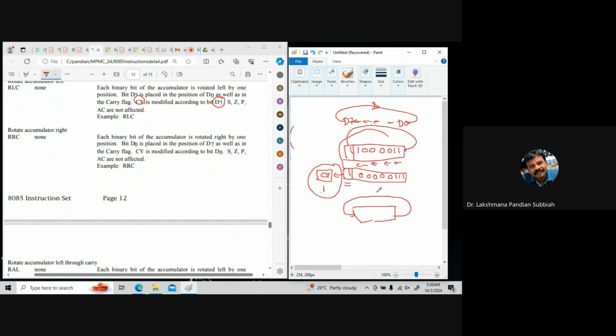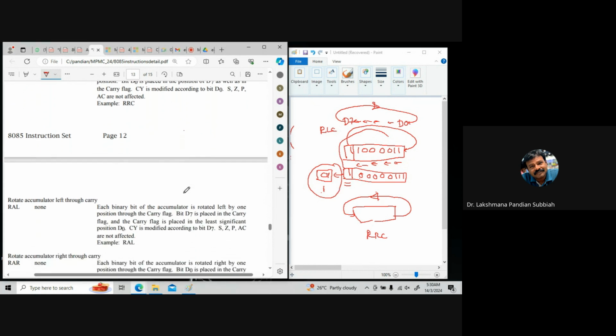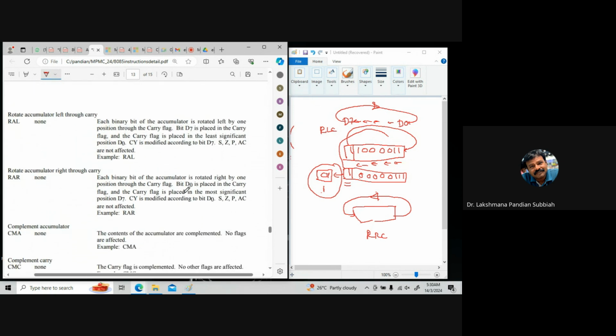So this is in opposite directions. That is, we now have rotate right, RRC. This is RLC, right? The next instruction is RAR, rotate right along with the carry, right? The difference here is that the carry is modified, the content is modified with the carry.